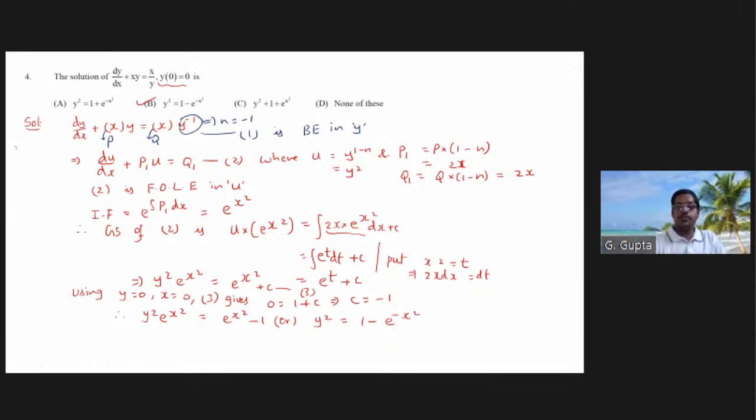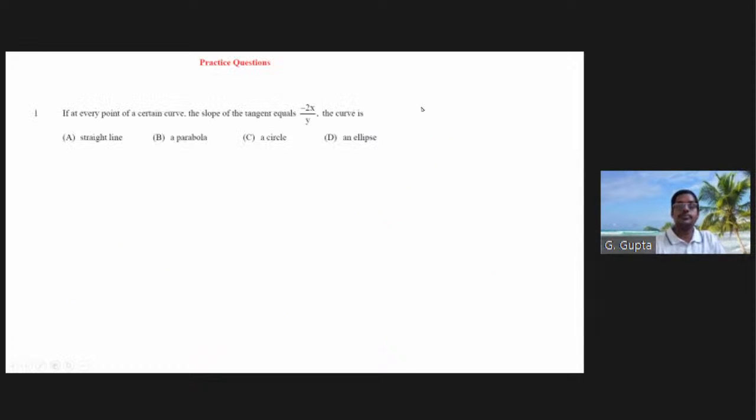Okay, now let us go to the practice questions. The first one is: if at every point of a certain curve, this is a geometrical interpretation, the slope of the tangent equals minus 2x upon y, the curve is, with four options A, B, C, D given. Slope of the tangent to the curve is usually nothing but the derivative, that is dy by dx, because x and y variables are there. That slope is given.